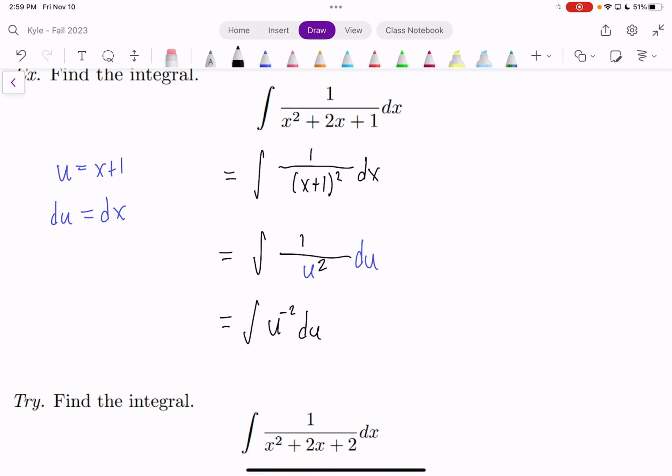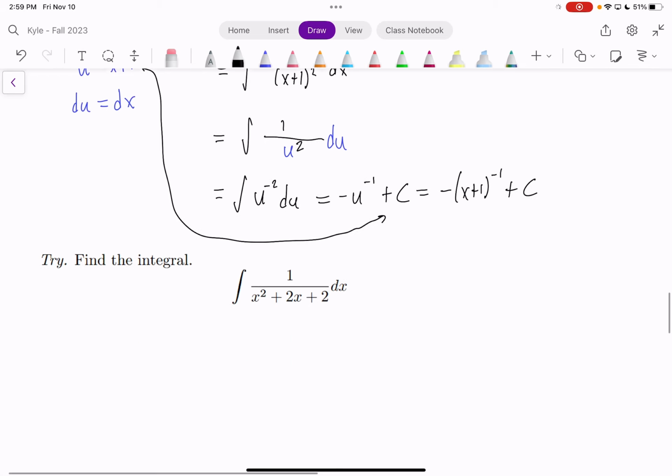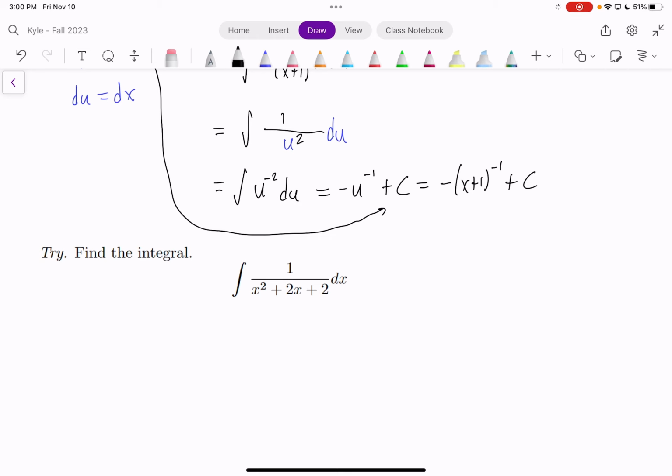Now we're going to try a little bit more difficult of an example. I'm going to add 1 in the denominator again. So we've got the integral of 1 divided by x squared plus 2x plus 2. I'll give you another 45 seconds to try this example. Give it a try. You might need to talk with a neighbor.